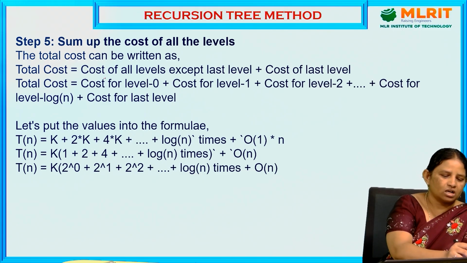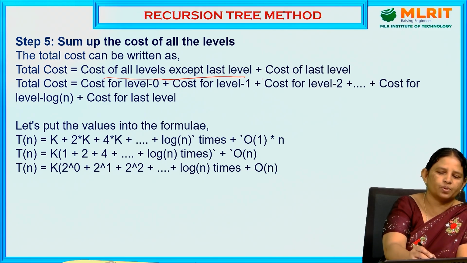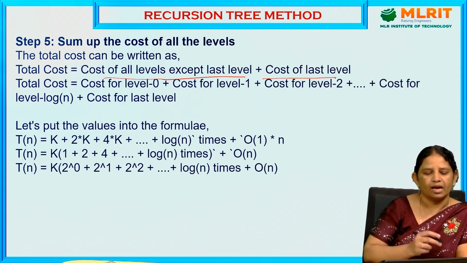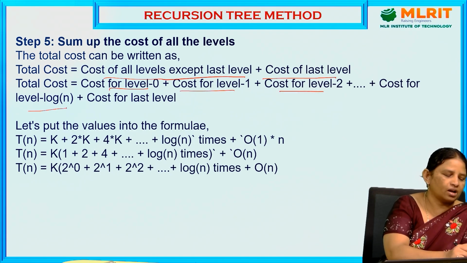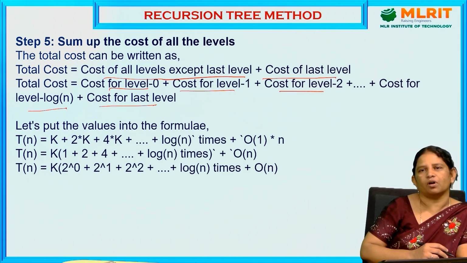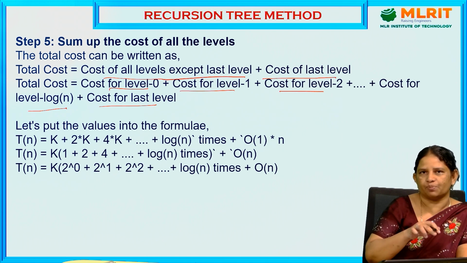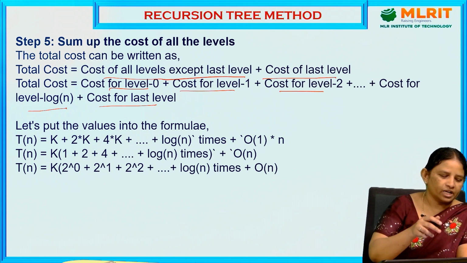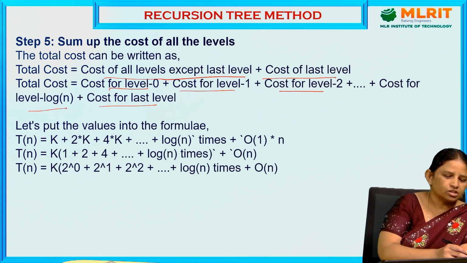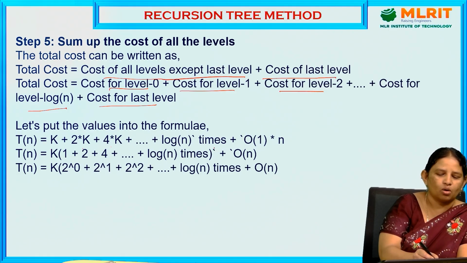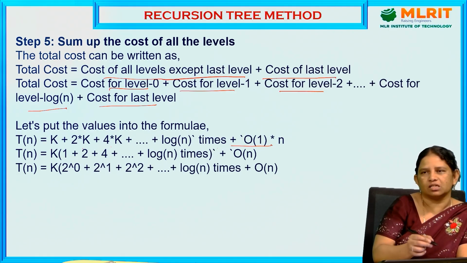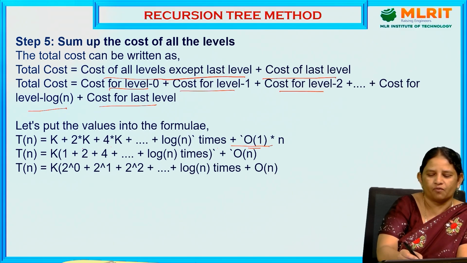Total cost is cost of all the levels except last level plus cost of last level. Cost of level 0, level 1, level 2 and so on, plus cost of last level. Putting all these values into the formula, cost of all the levels means first level is k, second level is 2k, 4k, 8k, and so on, log n times. For the last level, big O of 1 into n.